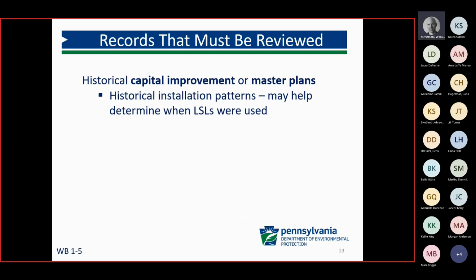Okay, the next record to review, historical capital improvement or master plans. So these can be helpful because they can document when, let's say, entire service line projects were done in an area. In 1995, we went in and we replaced all of the service lines in this neighborhood, something along those lines.